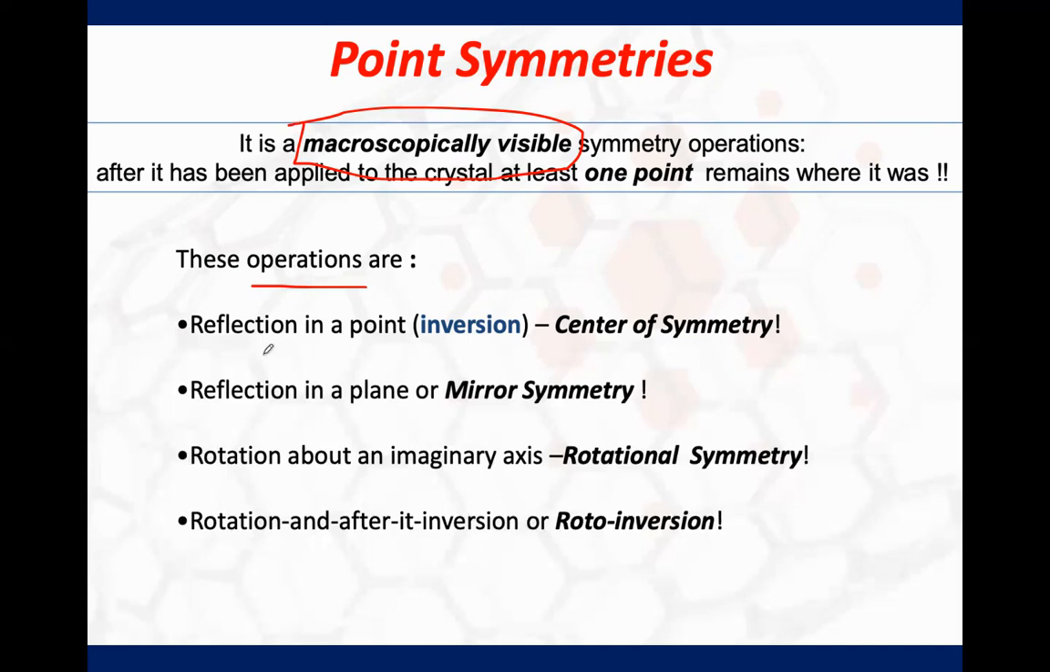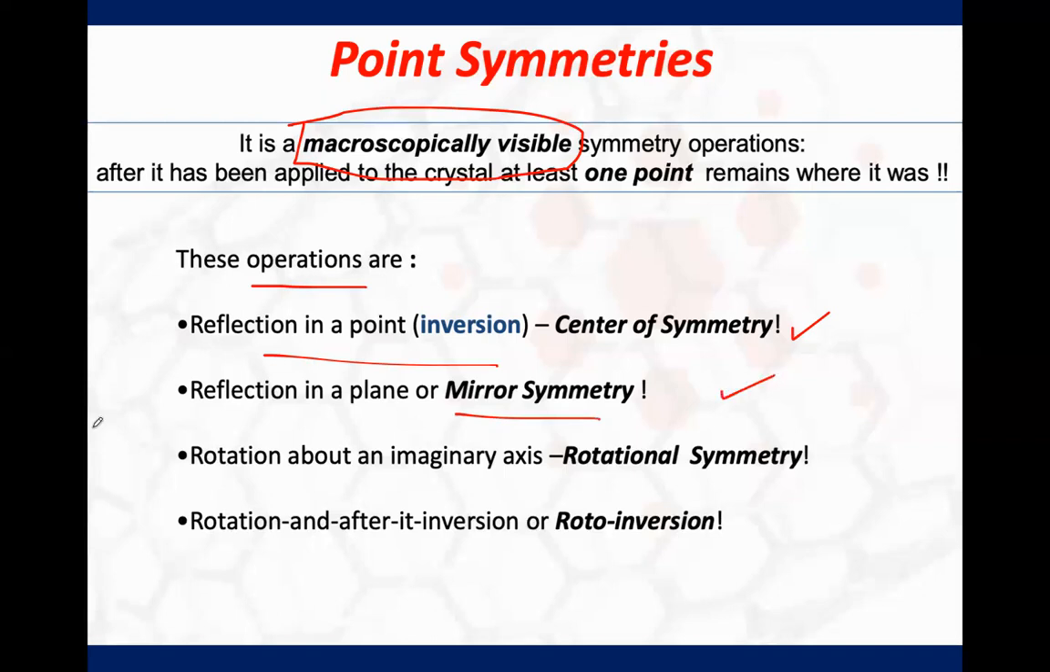So reflection in a point is called inversion. There you have a center of symmetry, right? Remember, one point was there, and through that point we can project our points to the corresponding place in the opposite direction. That is called the center of symmetry. And then we have the reflection in a plane. That is what we call mirror symmetry.